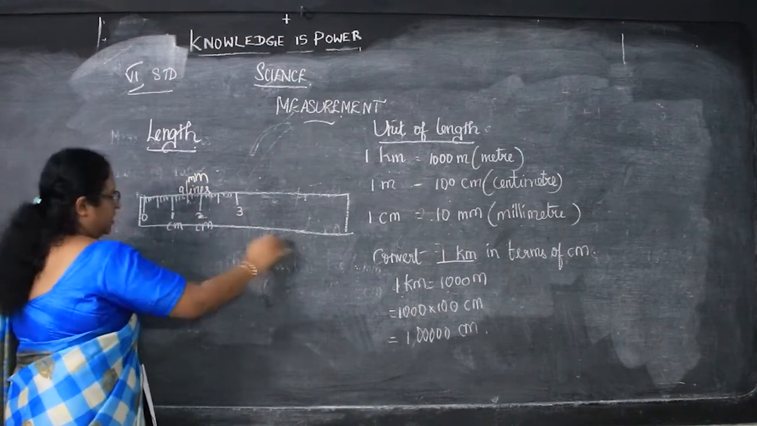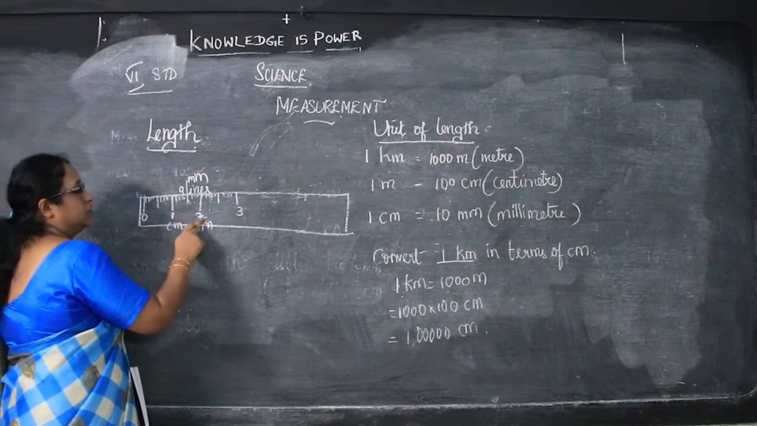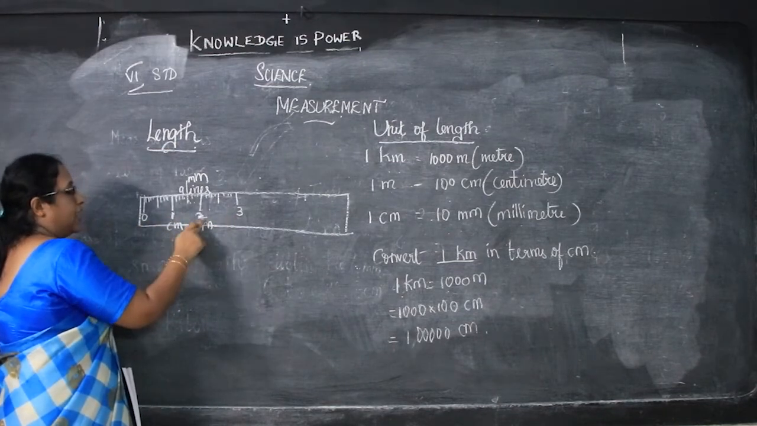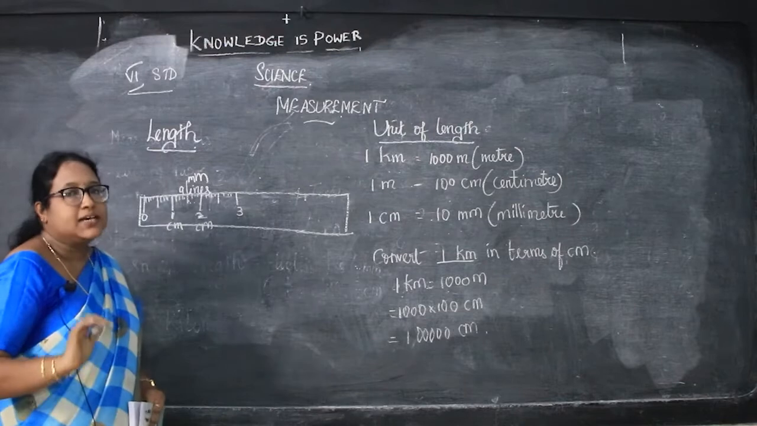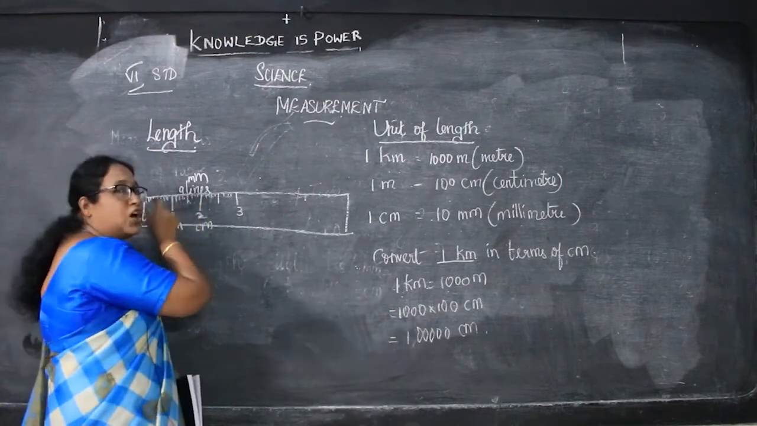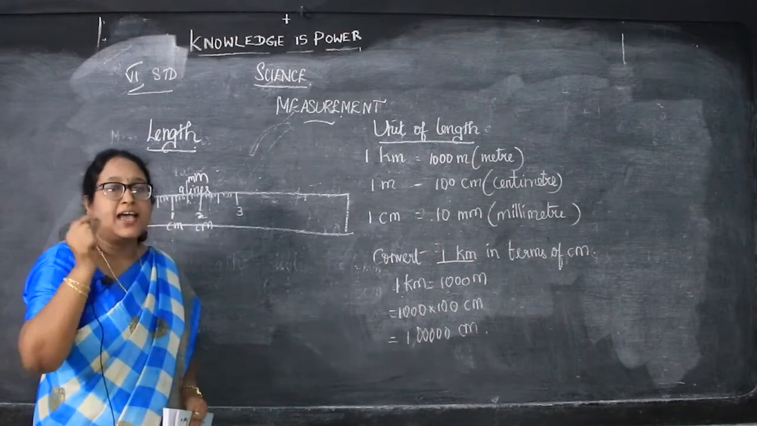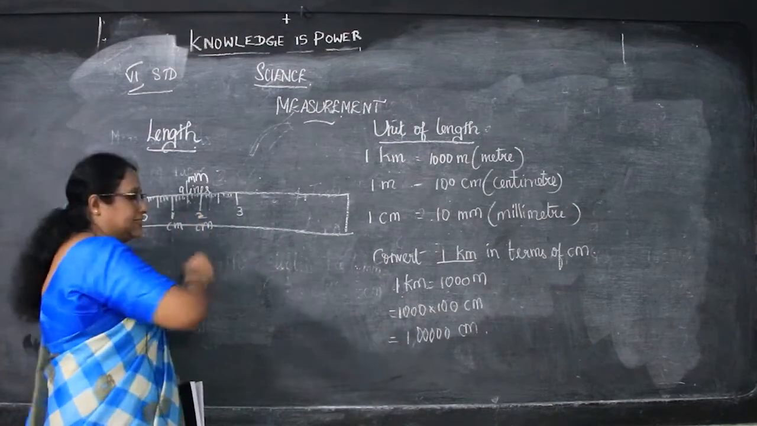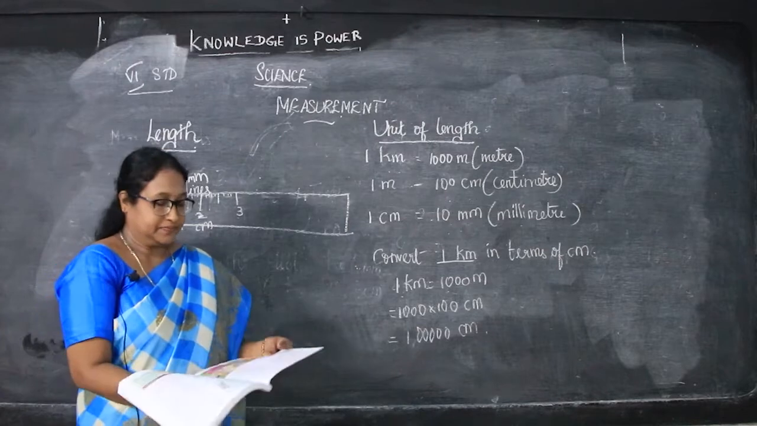So, you take a scale, you have the centimeter 0, 1, 2 like that. These 1 and 2 are denoted as a centimeter. In between this 1 and 2, there are small lines. How many lines are there? 9 lines. And these 9 lines are called millimeters.